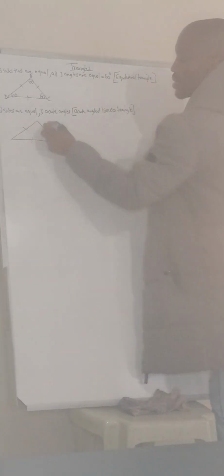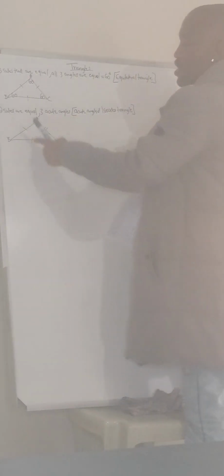Now, if 2 sides are equal, the arrows are used to show the sides that are equal. However, this is A, B, and C. If 2 sides are equal, you must have 3 acute angles. Those 3 acute angles are angles that are less than 90 degrees. All those 3 angles are less than 90.